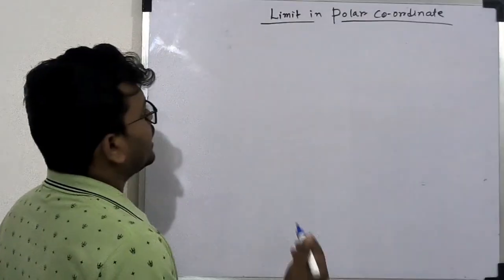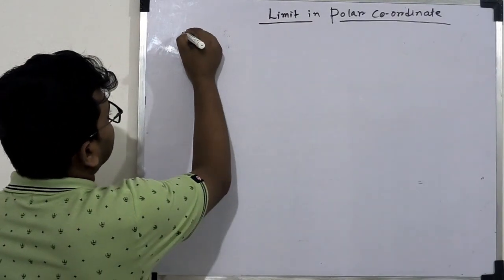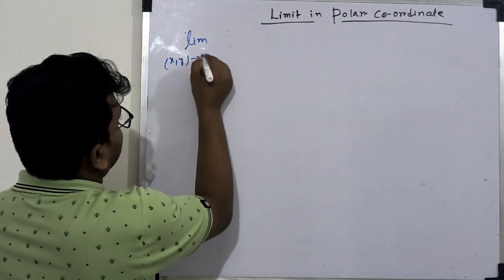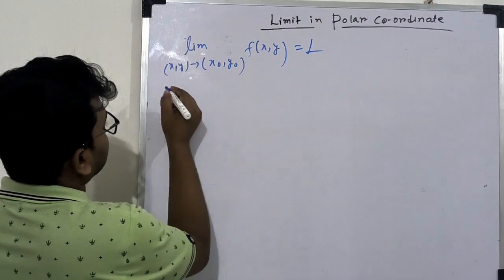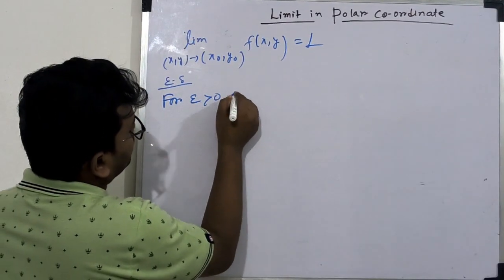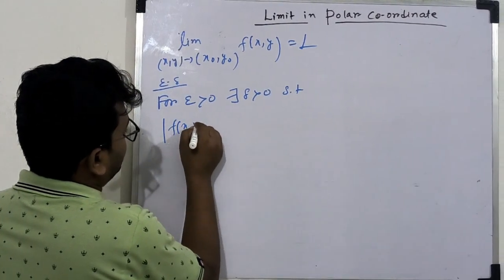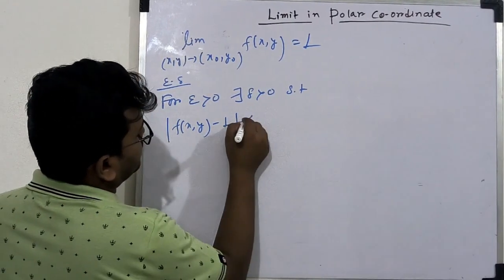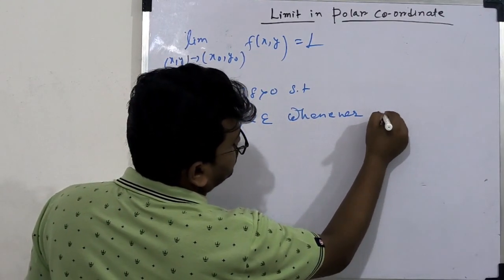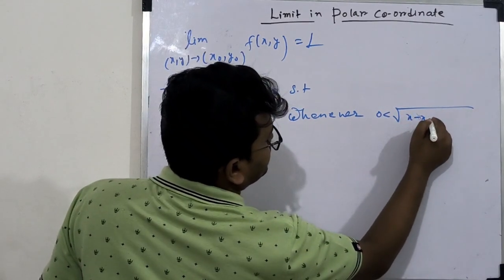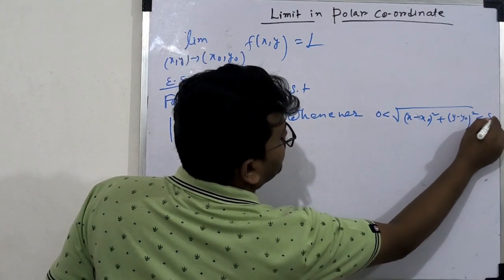So today I will discuss limit in polar coordinates. We see that the limit as (x, y) tends to (x0, y0) of f(x, y) equal to L is defined by: for epsilon greater than 0, there exists delta greater than 0, such that |f(x, y) minus L| less than epsilon whenever 0 less than the square root of (x minus x0) whole square plus (y minus y0) whole square less than delta.